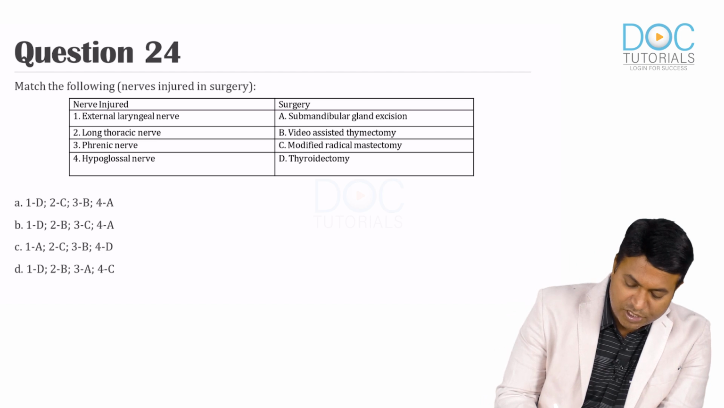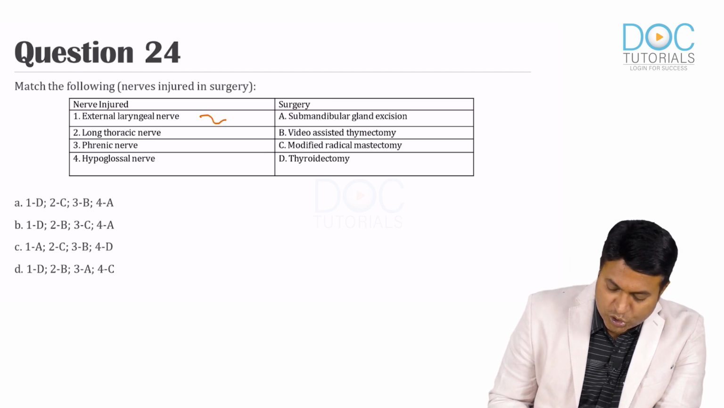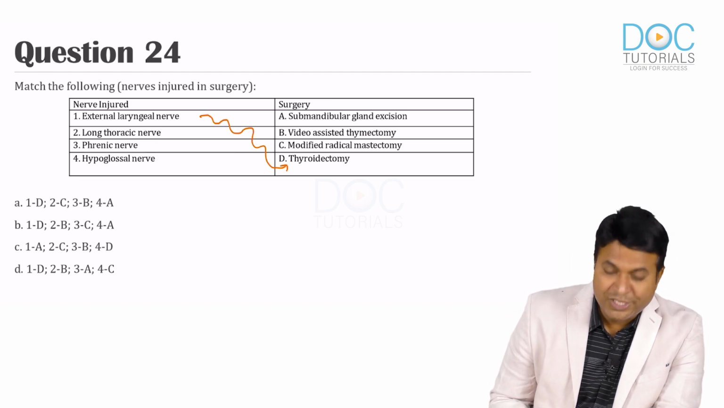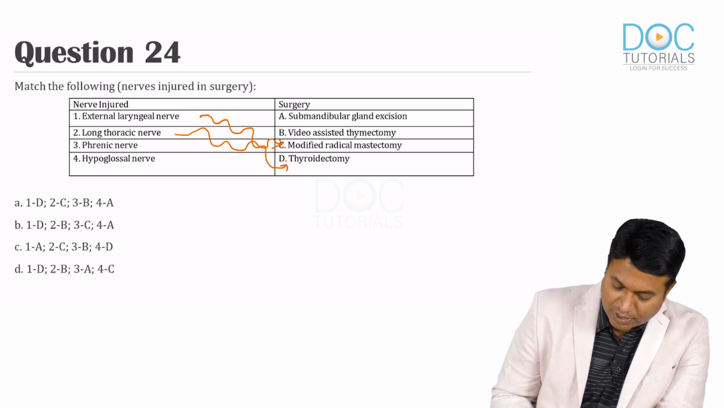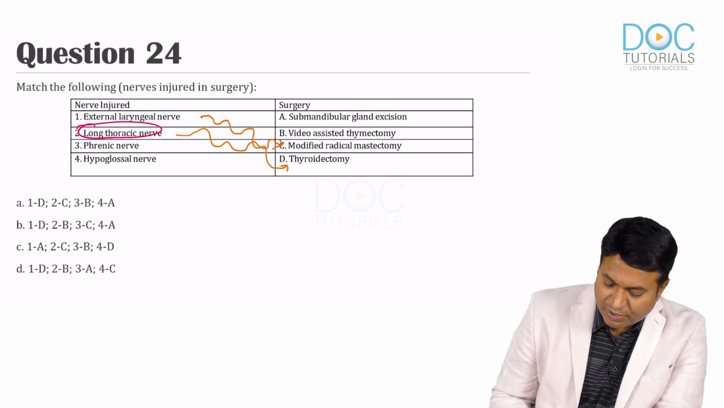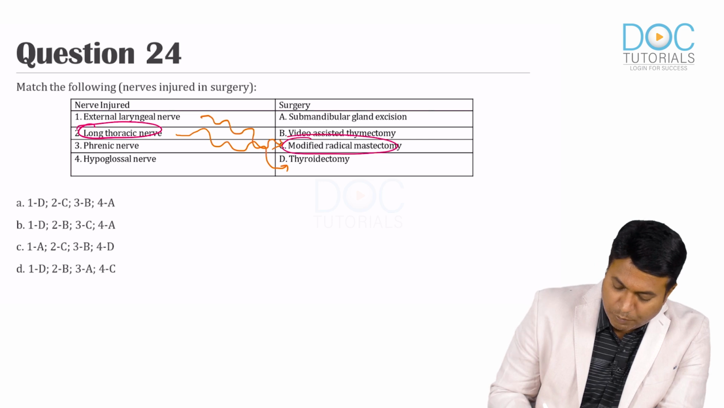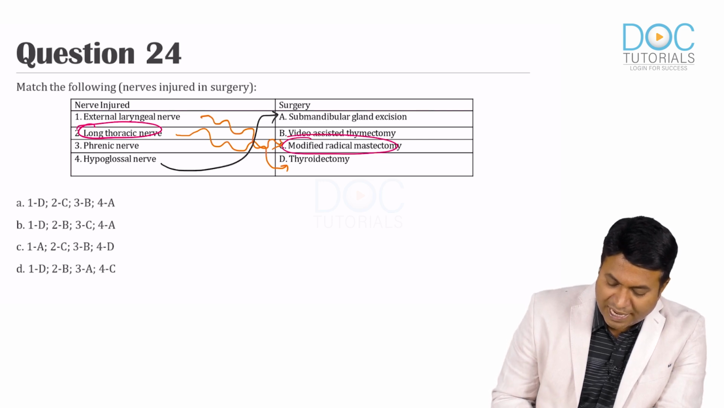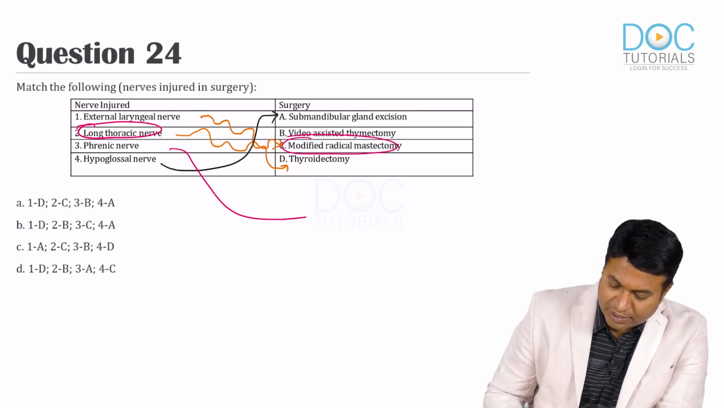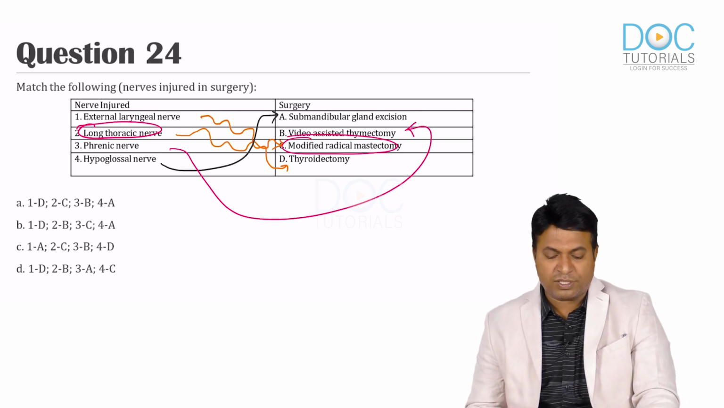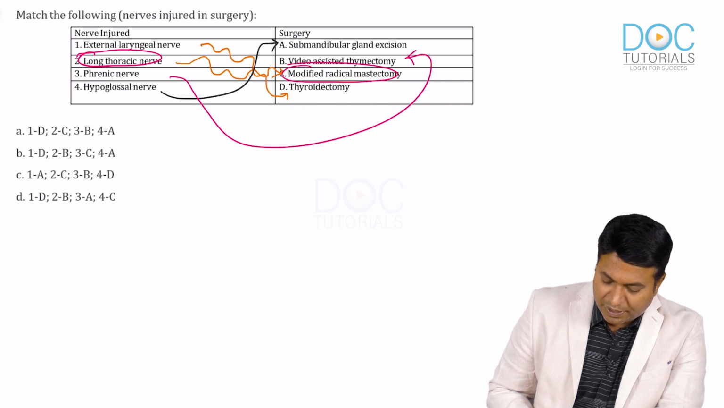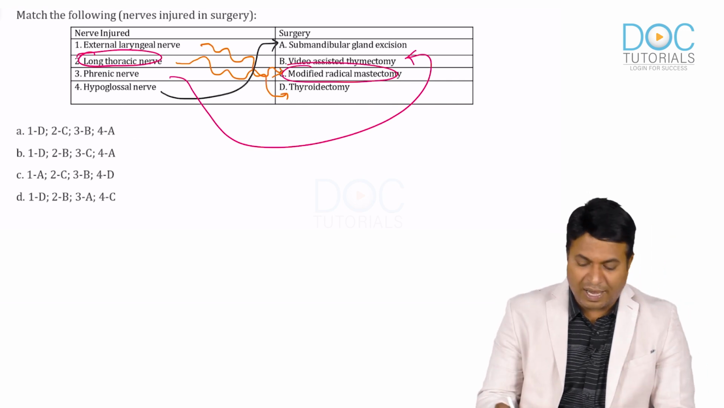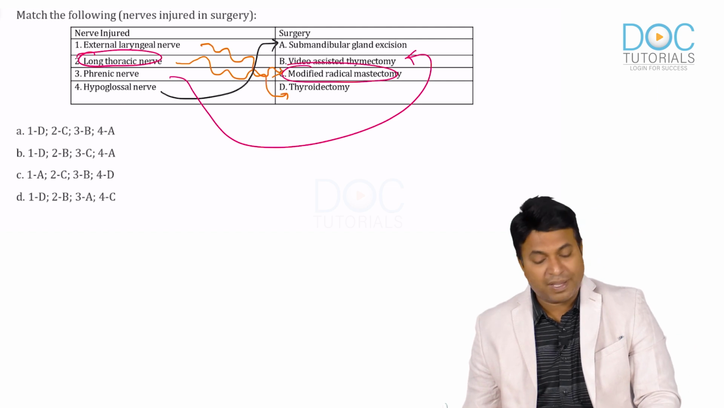Match the following nerves injured. External laryngeal nerve is injured in thyroidectomy. The most common nerve injured is the external laryngeal nerve. Long thoracic nerve of Bell is injured in mastectomy, so long thoracic nerve is injured in modified radical mastectomy. Hypoglossal nerve is injured in submandibular gland excision. Phrenic nerve is injured in thymectomy surgery. So this is the answer here. Please remember 1D, 2C, 3B, 4A. This is a very simple undergraduate level question. You should not make a mistake in this question.